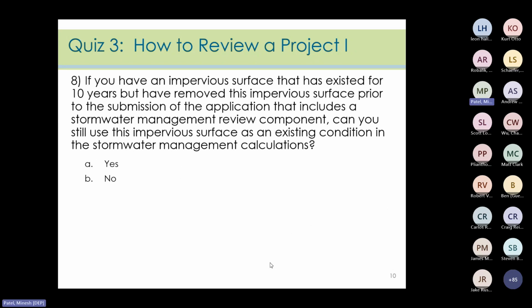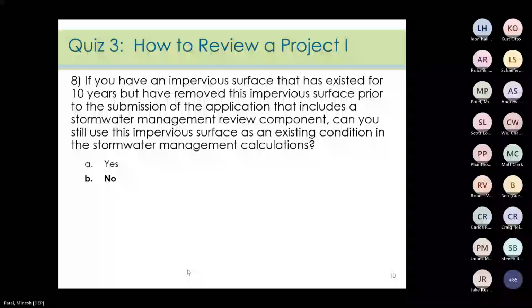Question 8. If you have an impervious surface that has existed for 10 years, but has removed this impervious surface prior to the submission of the application that includes a stormwater management review component, can you still use this impervious surface as an existing condition in the stormwater management calculations? And the answer here is no.